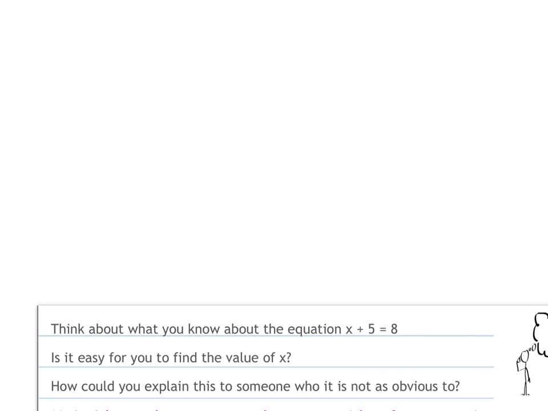Let's do this. So there's a think about section right here, and I'm asking you to think about what you know about the equation x plus 5 is equal to 8. Is it easy for you to find the value of x? And then how could you explain this to someone who it is not obvious to? How would you explain how you know what the value of x is in this equation? Pause and think about it, and then be ready to rock and roll.